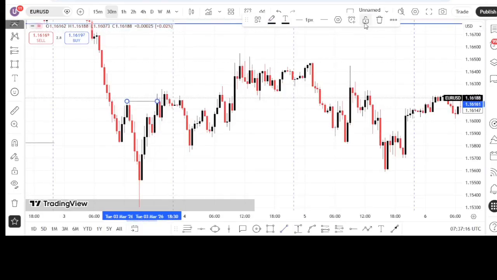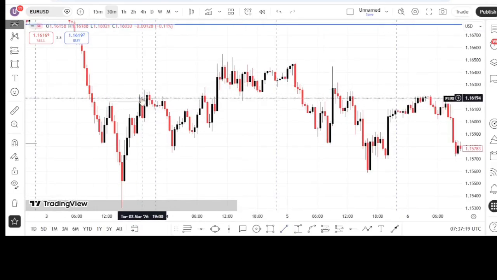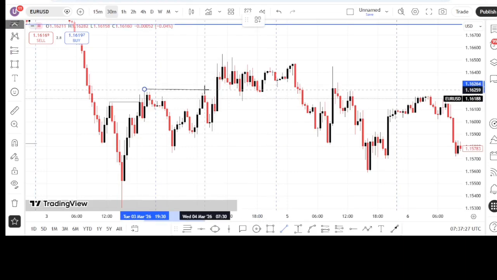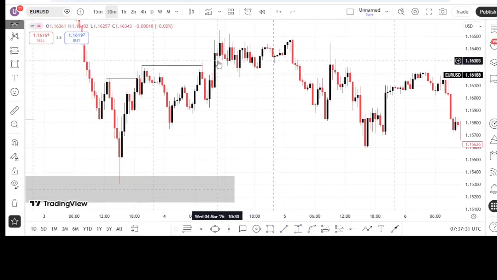Before it was not really valid. Price broke it with a wick. After a little retracement, price went up and then took out that level with a full body candle, which you can see here. You can see when the price took it out with a full body candle.